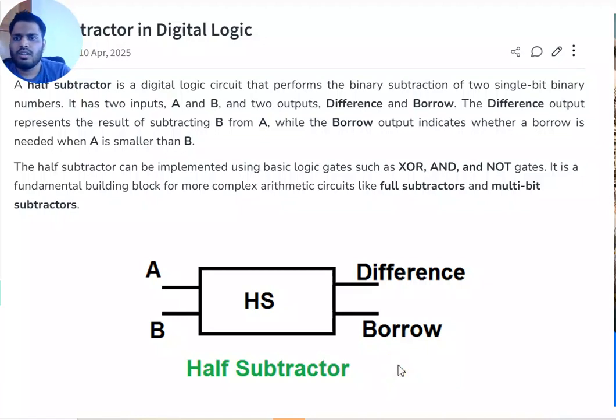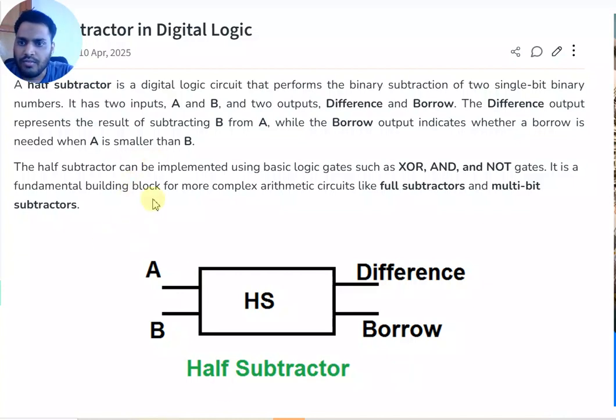Hello guys. In today's video, we will be learning how to write the logic for half subtractor and full subtractor. So what is a half subtractor and what is a full subtractor? We'll also learn how to write the K-map, that is Karnaugh map, and how to draw that K-map diagram. I will be telling you about that in this video.